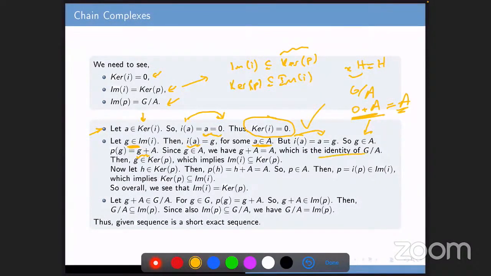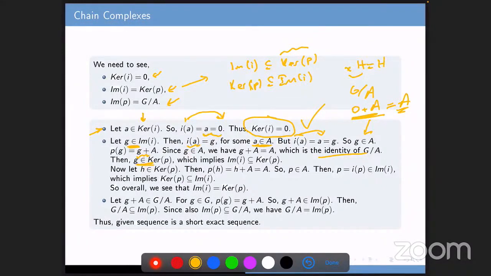So since this is the identity, since this element is getting mapped to the identity of the second group, then this element should be a member of kernel of P, right? Then this implies that image I is contained in kernel P. So the first part is okay.